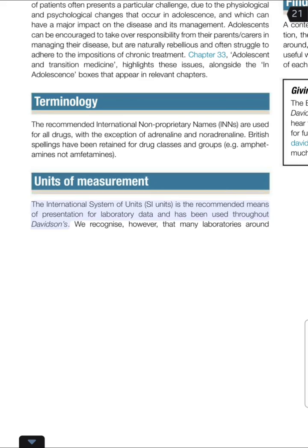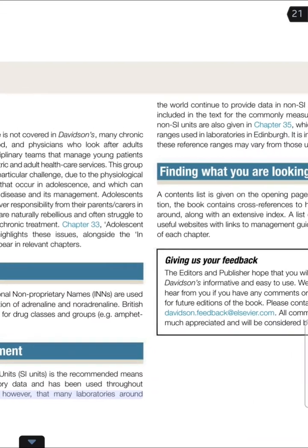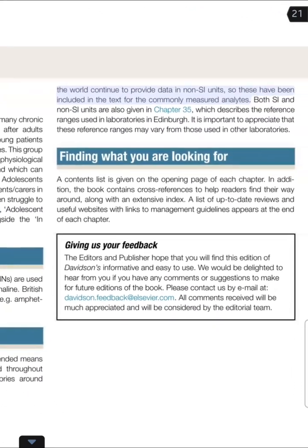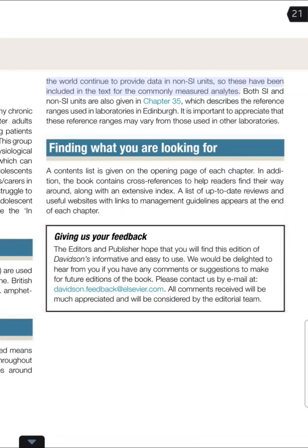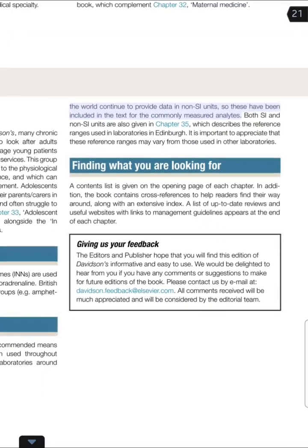Units of measurement. The International System of Units (SI units) is the recommended means of presentation for laboratory data and has been used throughout Davidson's. We recognize, however, that many laboratories around the world continue to provide data in non-SI units, so these have been included in the text for the commonly measured analytes.